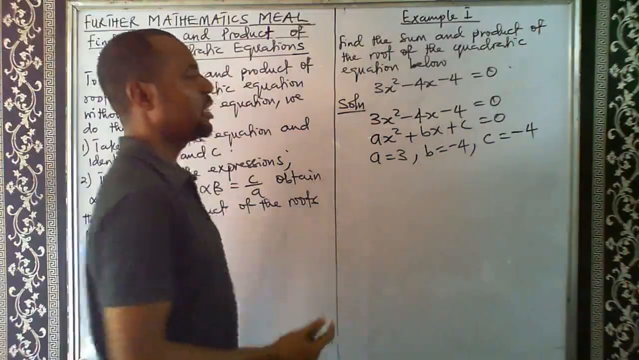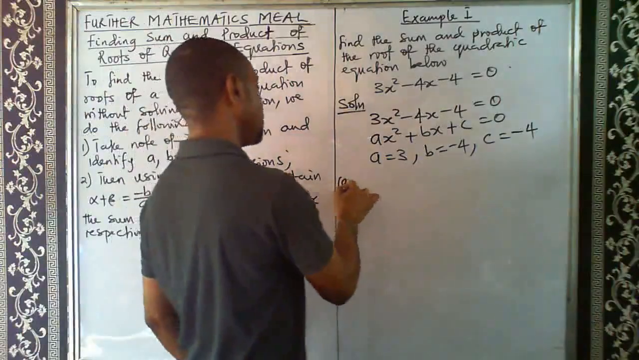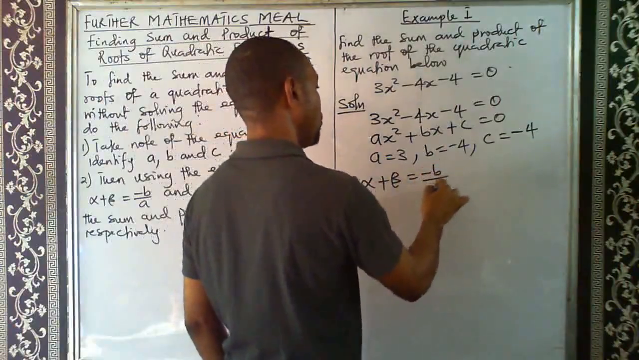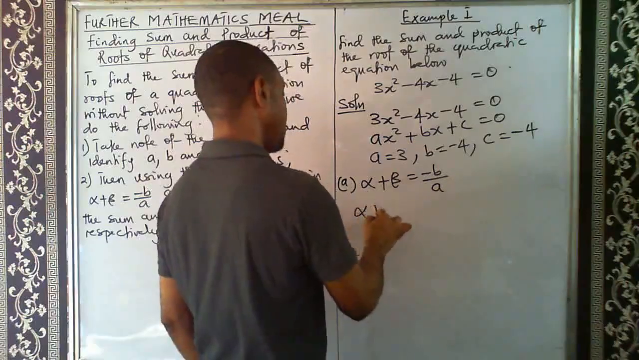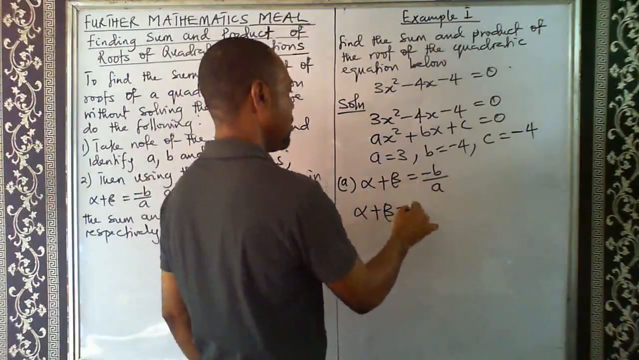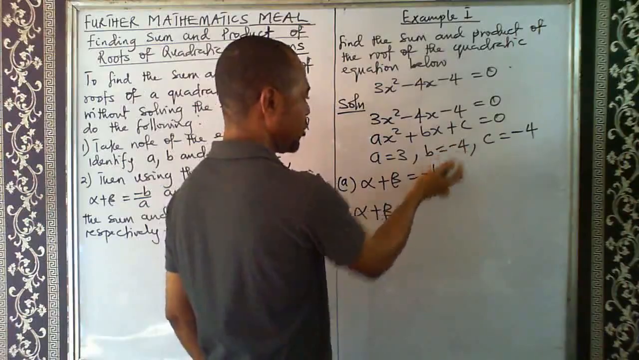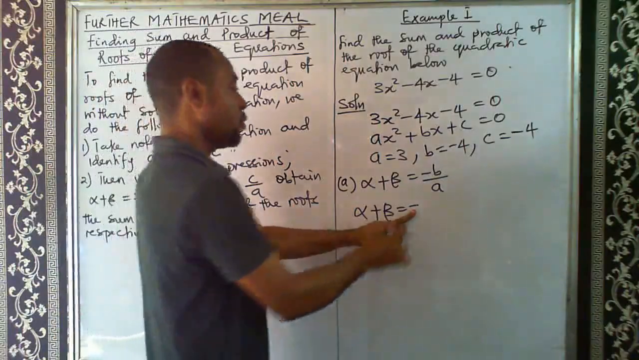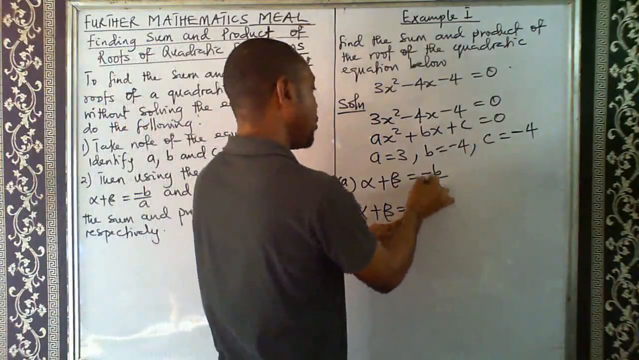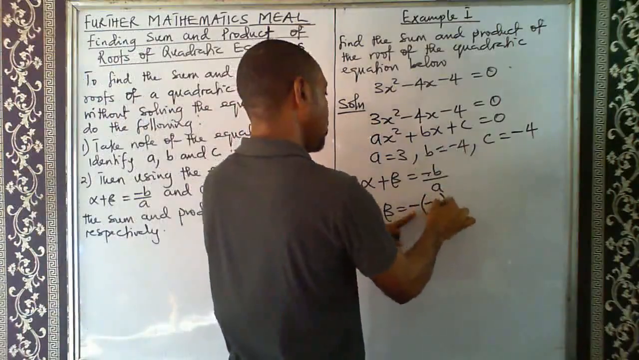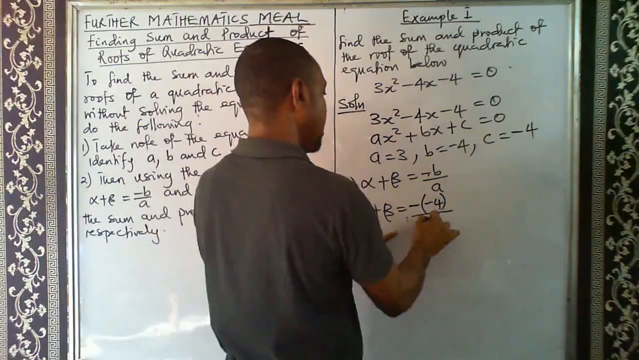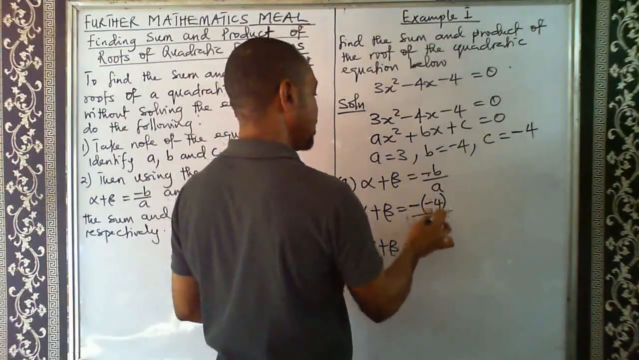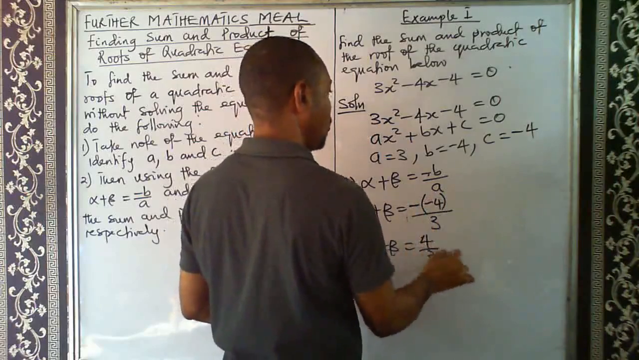So, having done that, what will be the sum of roots? The first one, alpha plus beta, is minus b over what? A. So, alpha plus beta will give me minus, what is b? B is minus 4. Remember, this minus is already in the expression, right? So we have the minus that is in the expression, but b itself is what? Minus 4 divided by what? By a, which is 3. So alpha plus beta, minus times minus is plus, so we have 4 over 3.